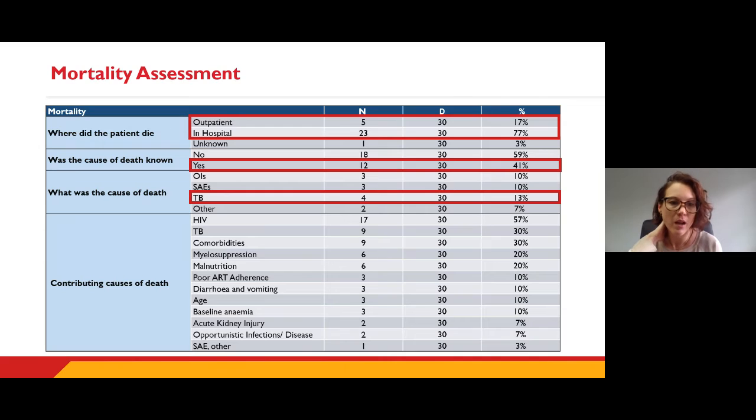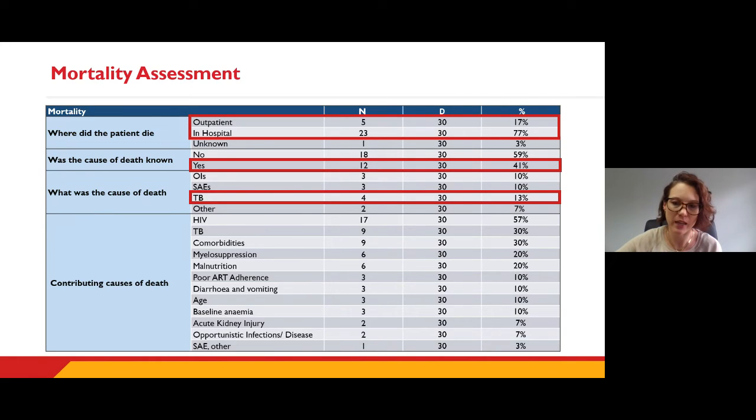their deaths. When it came to identifying a direct cause of death, the reviewers identified a direct cause in 41% of the files, so 12 out of the 30, which is quite low because I think sometimes the notes are a bit scanty and it's difficult to confidently say this is what happened. And certainly for those that died outside of hospital, we weren't able to establish what happened. But we also looked, out of those that we did have a direct cause of death for, at 13%, it was felt to be TB.